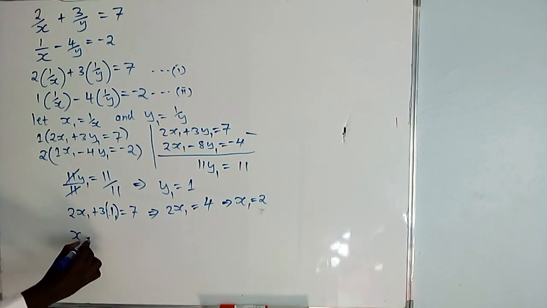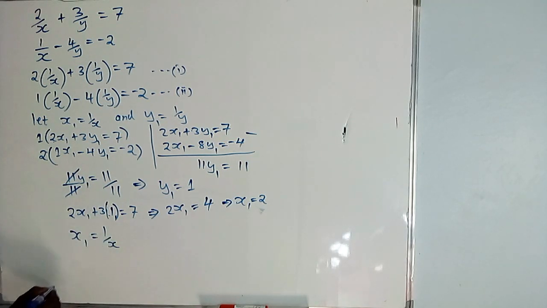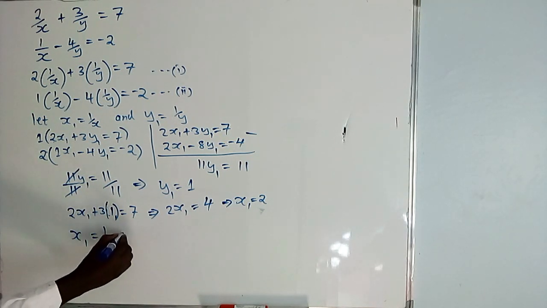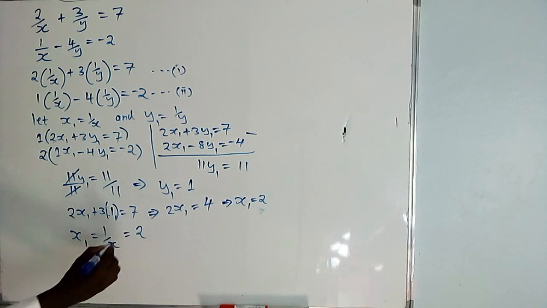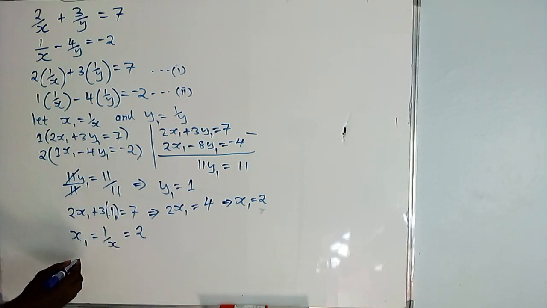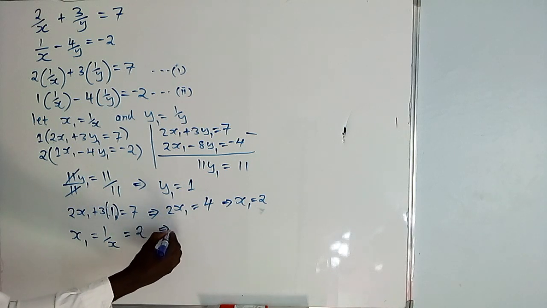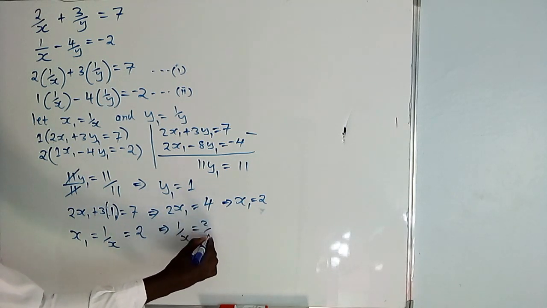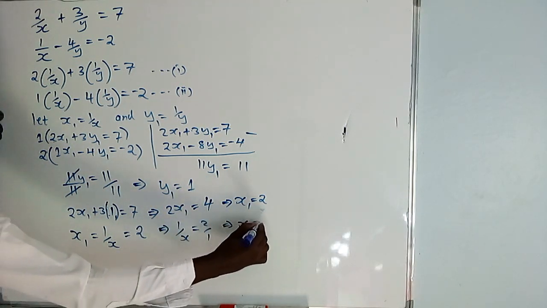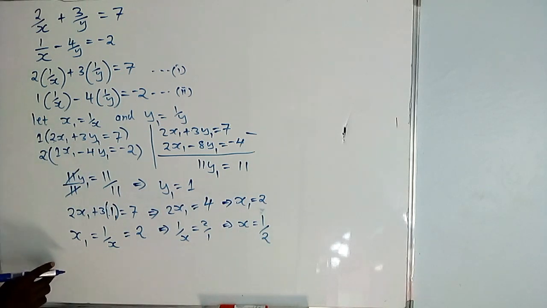Then you go back and substitute the values of x1 and y1, isn't it? So remember, x1 was 1 over x. So that simply implies 1 over x is 2, or 1 over x is 2 over 1, isn't it? So if you find the reciprocal on both sides of the equation, you get x is 1 over 2, isn't it? So the reciprocal here is x over 1, then the other side becomes 1 over 2. So you get x over 1, which is just x, is a half, isn't it?